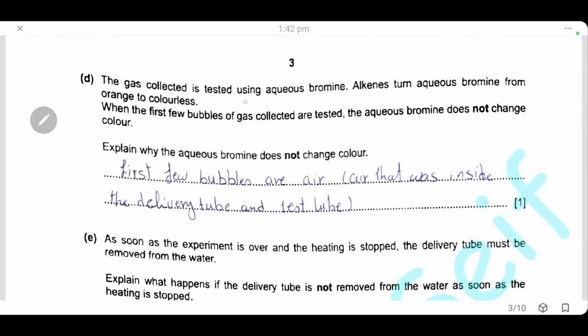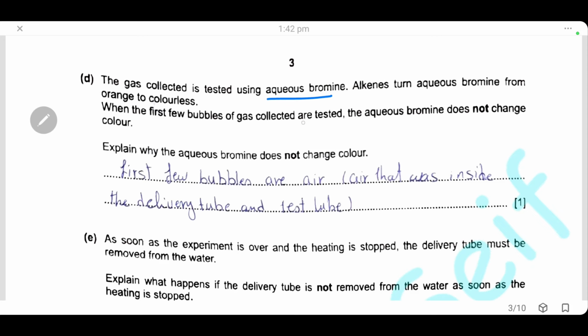The gas collected is tested using aqueous bromine. Alkene turns aqueous bromine from orange to colorless. We know that aqueous bromine is used to test for unsaturation, meaning to differentiate between alkene and alkane. Alkene only gives a positive result, which is the change in color from orange to colorless. When testing the first few bubbles of the gas formed, aqueous bromine doesn't change in color, meaning the first few bubbles don't give any positive result.